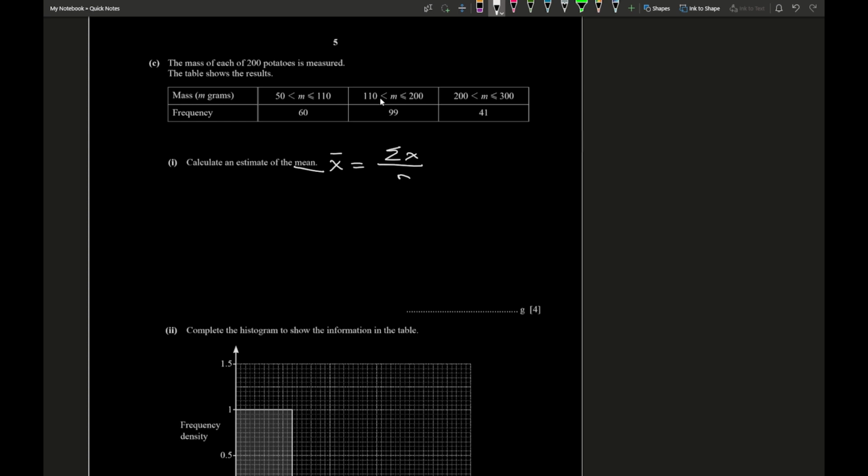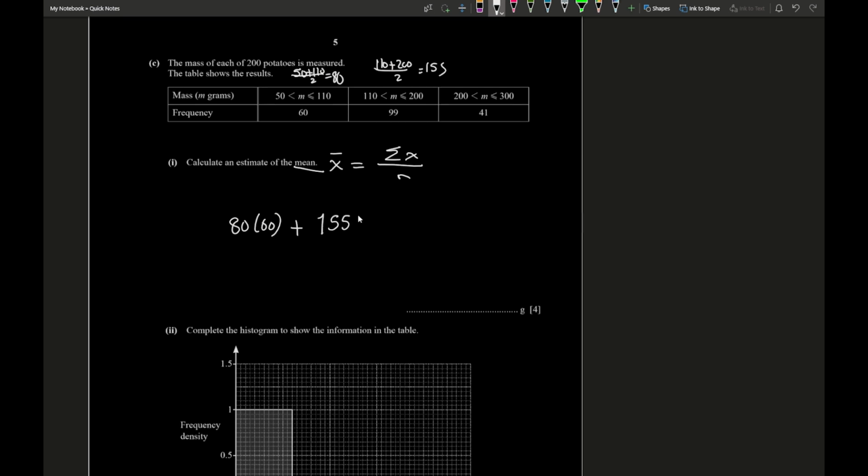So the most accurate way of estimating the mean is taking the midpoint of the 50 and 110 masses. The midpoint of 50 and 110 can be calculated by 50 plus 110 divided by 2, which is 80. We'll do 80 multiplied by 60. Then we'll repeat this process for each column. The midpoint of the second column, 110 plus 200 divided by 2, is equal to 155.